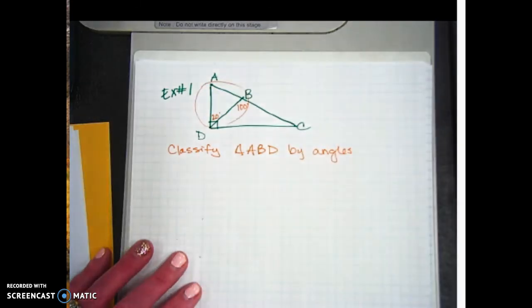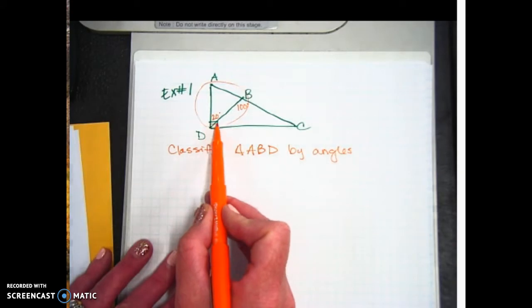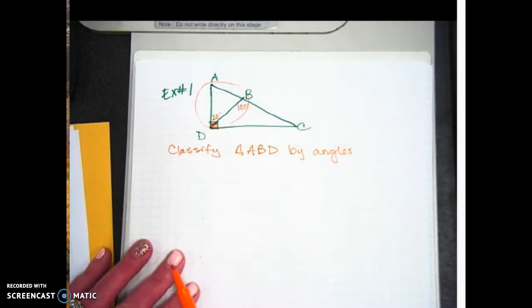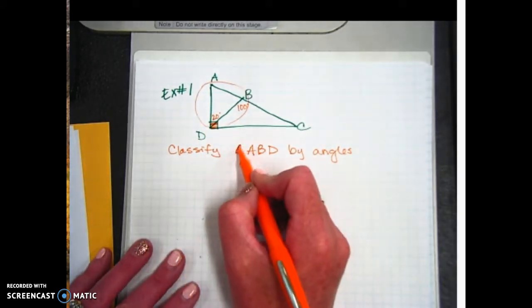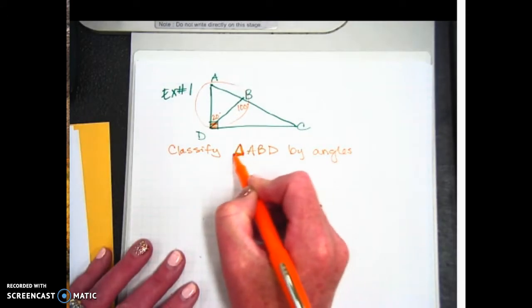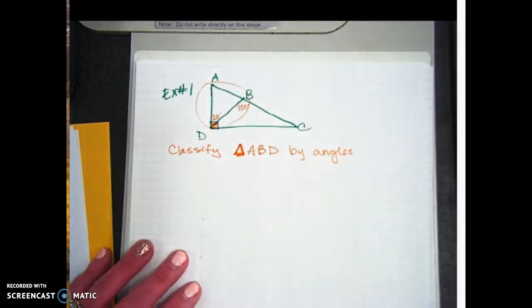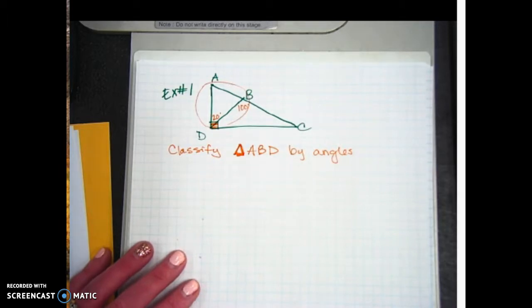Yes? That symbol, the symbol. This little box in the corner? No, it's the one where you said classified. Is that angle or triangle? This is a triangle. So we're going to look at triangle ABD.